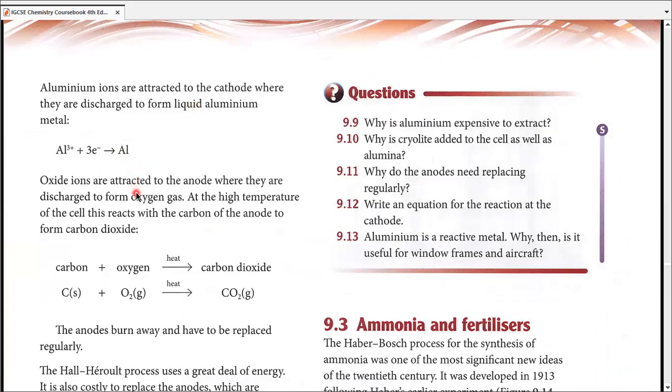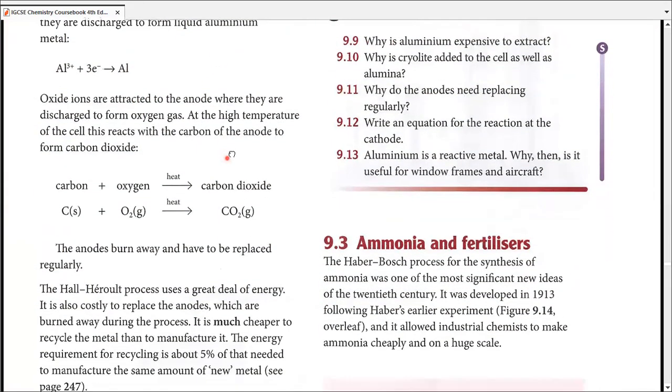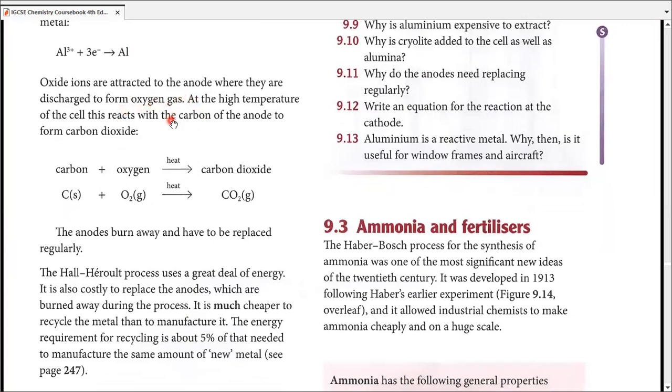So liquid aluminum is collected at the cathode. Oxide ions are attracted to the anode, where they discharge in the form of oxygen gas. They actually try to bubble out of the molten system. At this high temperature, the oxygen that forms reacts with the carbon of the cathode. Now, the cathode was made of graphite, so graphite anode, my bad, I have written the wrong electrode. Let's correct it. So the graphite anode actually reacts with oxygen and gives us carbon dioxide. So we say that the anodes burn away. And literally that happens slowly.